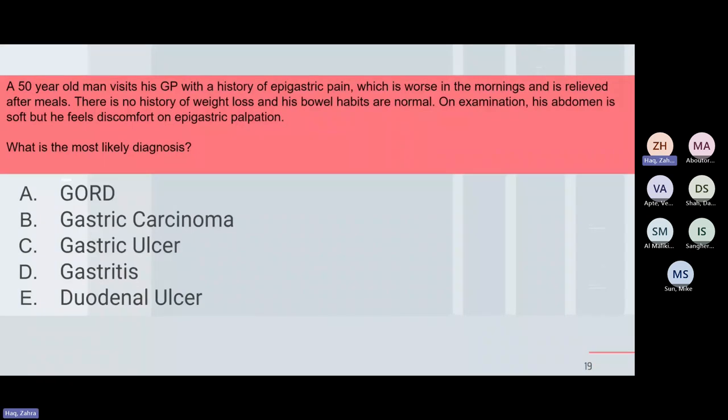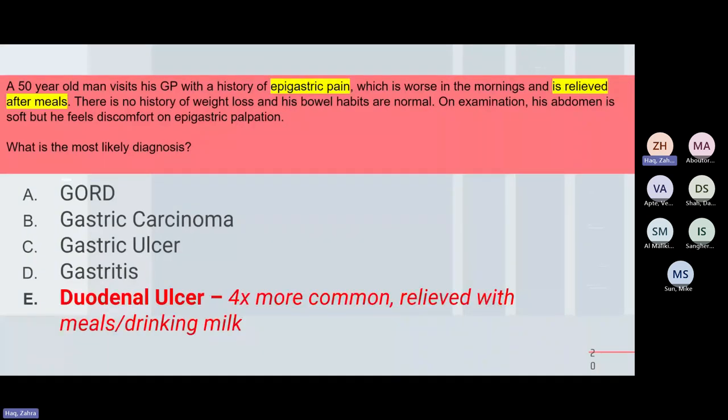Okay, so this would be a duodenal ulcer. Remember how I said it's quite important to characterize the pain in peptic ulcers, because if it's an epigastric pain, that doesn't tell us much. However, because it is relieved after meals, it makes it more likely that it's a duodenal ulcer. In terms of a gastric carcinoma, it says in the stem that there's no history of weight loss. And I know this isn't enough to rule out a gastric carcinoma, but it makes it a bit less likely considering the pattern and the pain presented in the stem of the question.